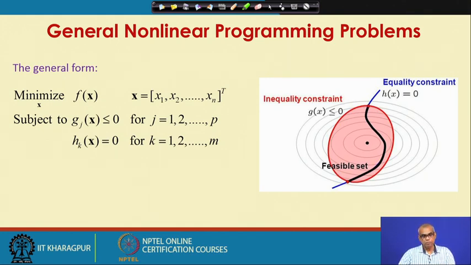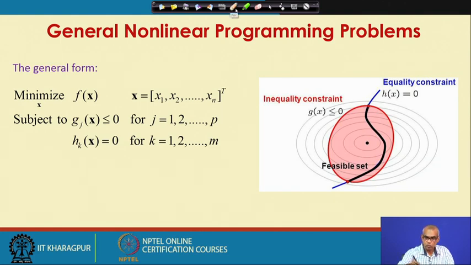Note, if the problem is a maximization problem, we can convert it to a minimization problem simply by taking minus sign of the objective function. Similarly, if the inequality constraint is of greater or equal to type, we can also convert it to less or equal to type by multiplying both sides by minus 1.